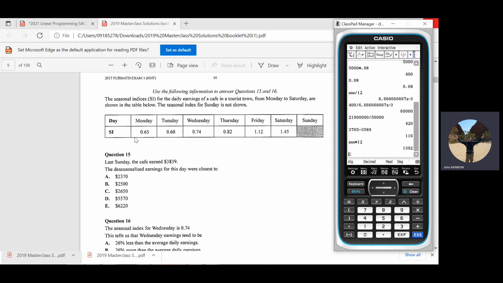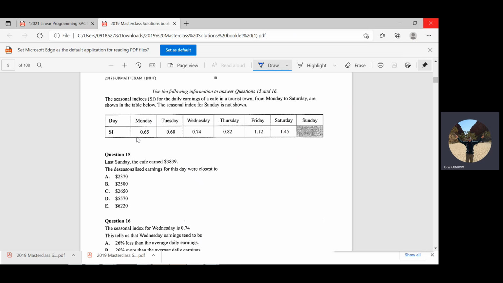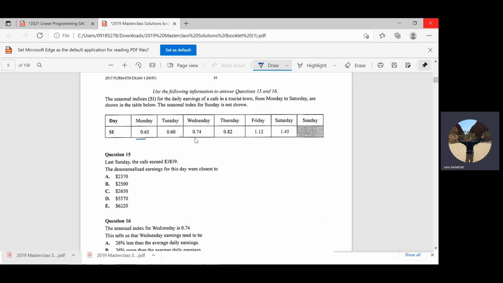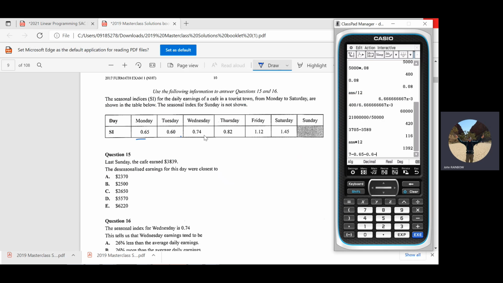So the total of the seasonal indices should add up to 7. So I can go 7 minus, and then I just take each of them away. Work systematically, left to right or right to left, it doesn't really matter. 0.65. What I tend to do, guys, as I'm doing this, is give a little tick, and then I'll go minus 0.6 or a dot. Sometimes I might do a dot, and I'll actually mark my paper as I'm going through this.